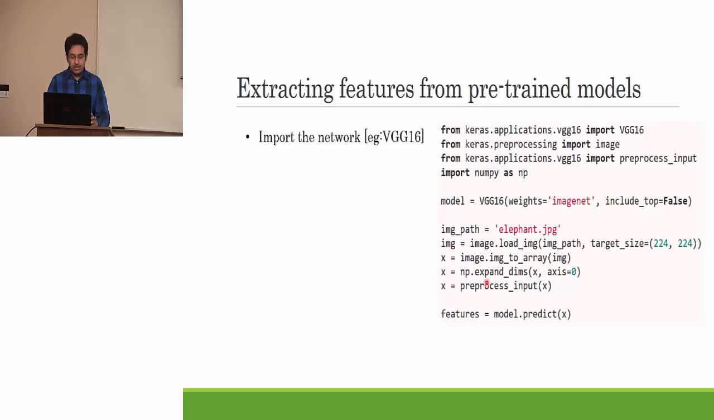This is done because when they trained VGG, they had done all this pre-processing, and you want to make sure that the testing conditions are also similar. And then you pass it through model.predict to get the features.